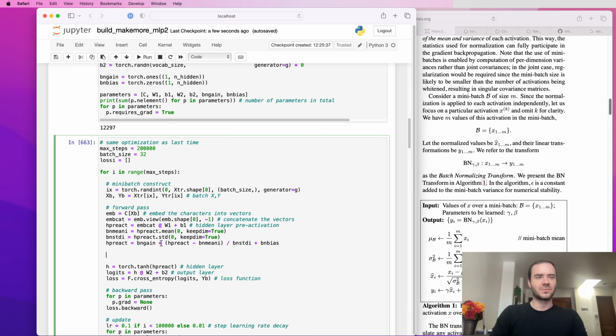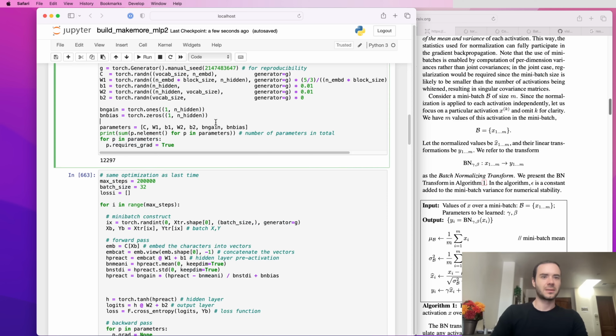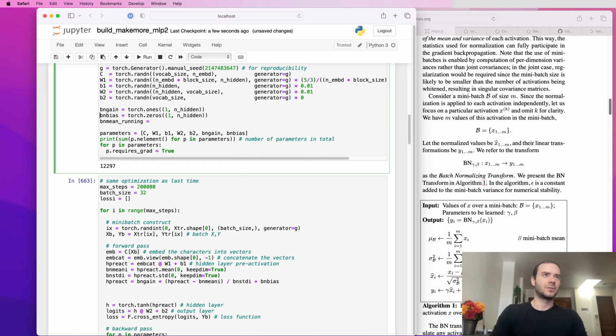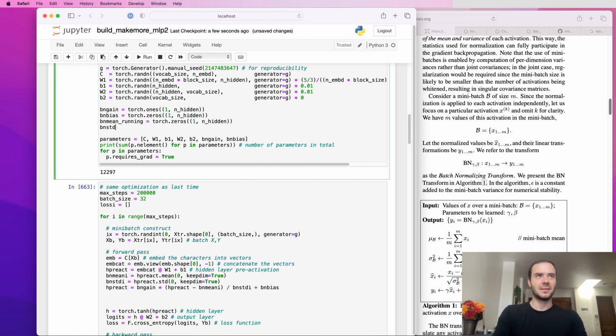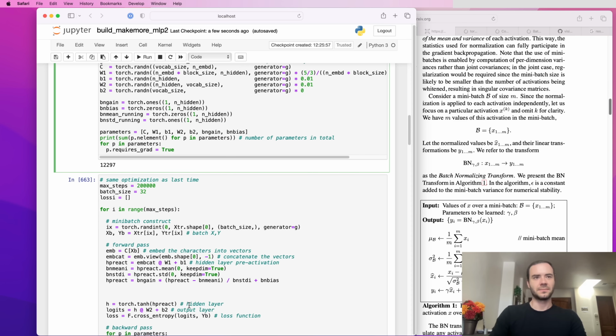But what we're going to do now is keep a running mean of both of these values during training. So let me swing up here and create a bnmean_running, and I'm going to initialize it at zeros, and then bnstd_running, which I'll initialize at ones. Because in the beginning, because of the way we initialized W1 and b1, hpreact will be roughly unit Gaussian, so the mean will be roughly 0 and the standard deviation roughly 1. So I'm going to initialize these that way.